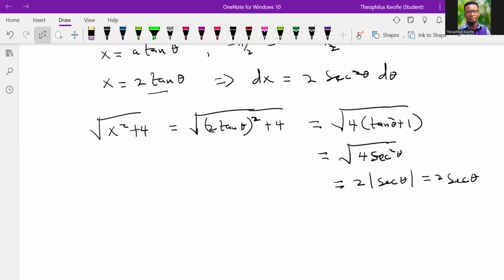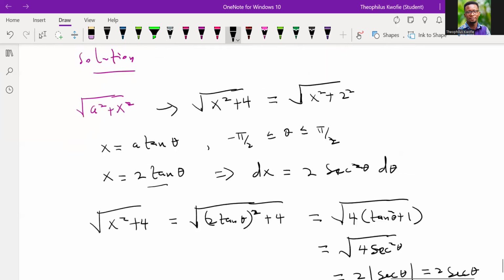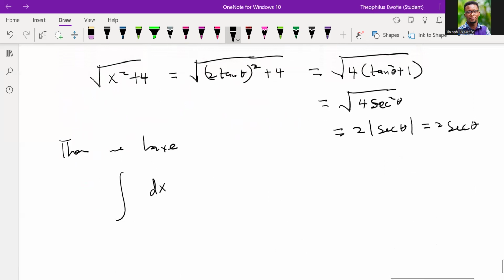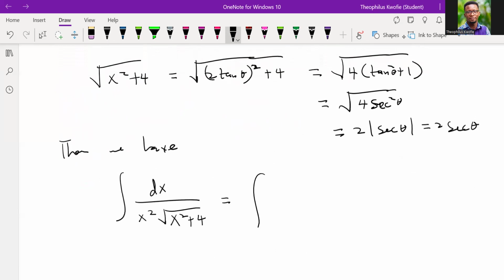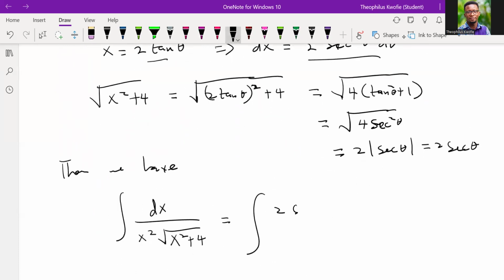So when that happened, then we have the integral of dx over x squared times the root of x squared plus 4. Now, what is our dx? From here, our dx was 2 sec squared theta d theta. That was what we had for dx.